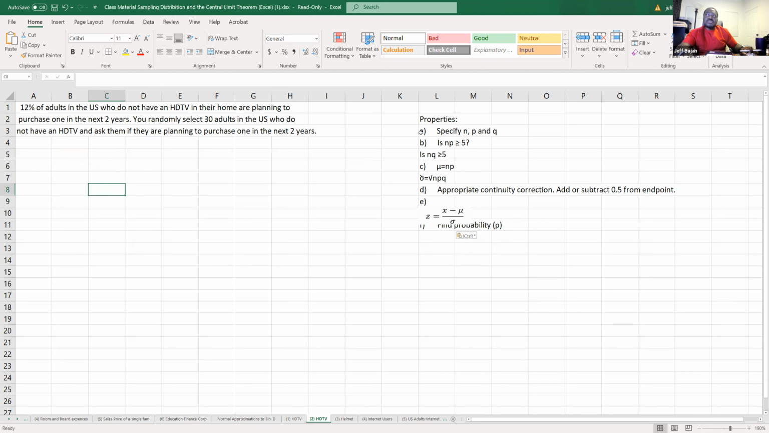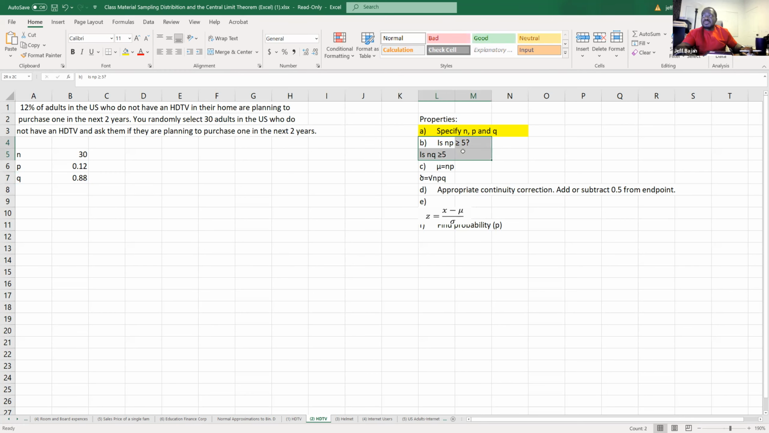All right. So for this one, let's also try to find out what our N, P, and Q are. So Samuel, what's our N here? Is it 30? All right. What is our P? 0.12. Okay. What's our Q? That'll be 1 minus our P, right? Oh, okay. That gives us that, and so we got our first step.